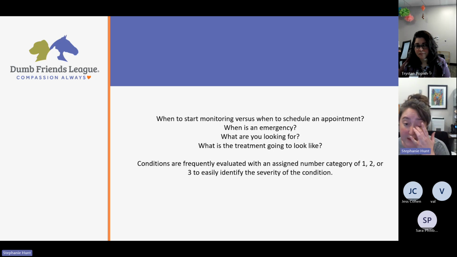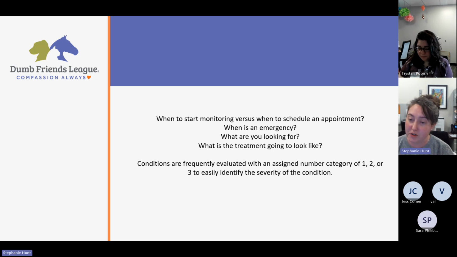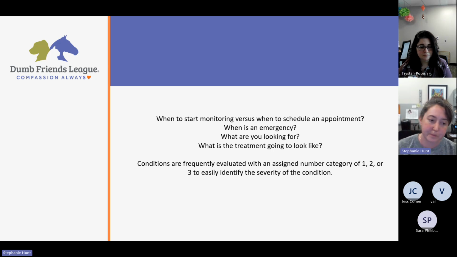Some of the conditions that we manage are assigned a number category of 1, 2, or 3, so that we are able to really easily identify the severity of their condition. Because we use that in the shelter, that kind of bleeds through into our communication with the foster parents. And I think understanding what a 1 or a 2 or a 3 is helps you to understand what you're getting into or what you're looking at with your foster animal.